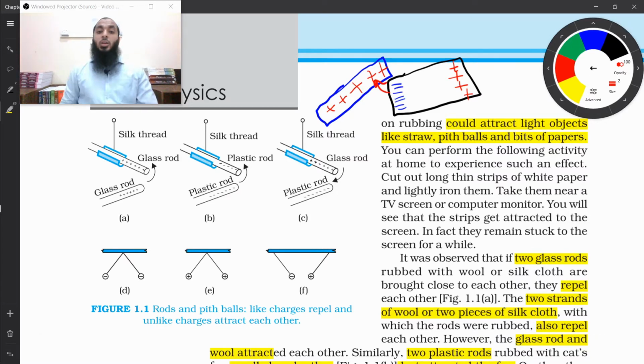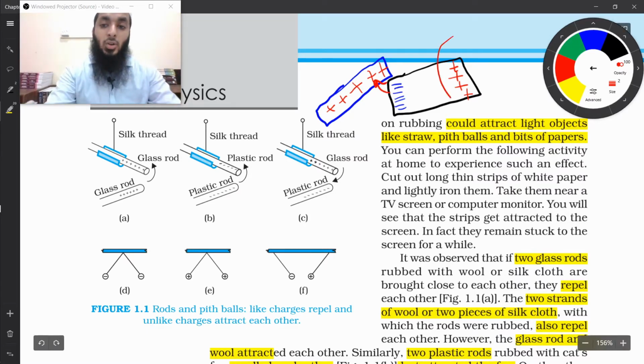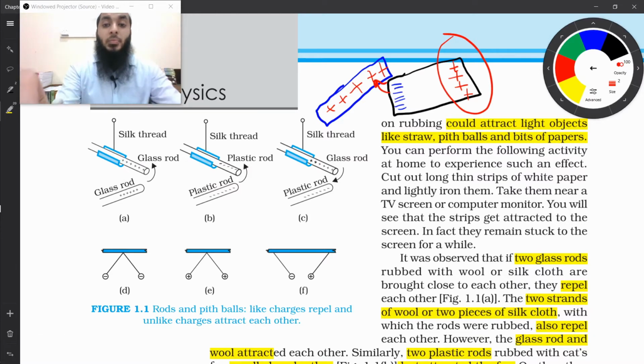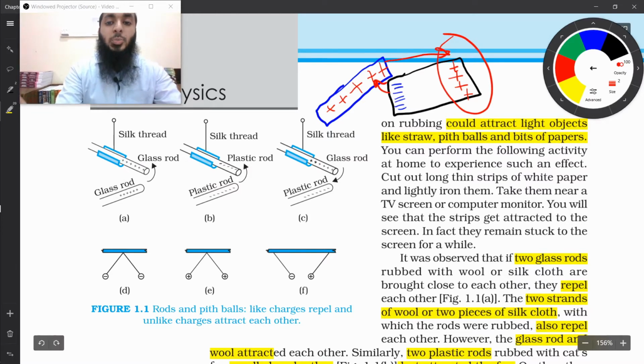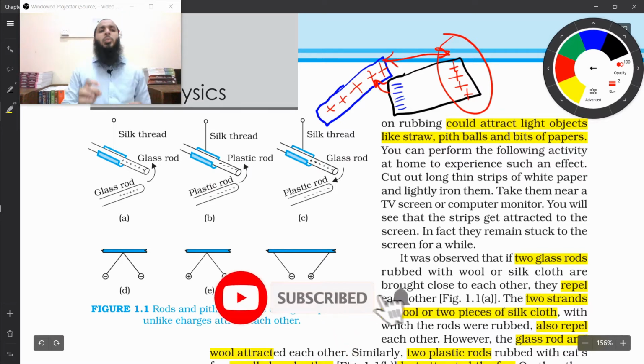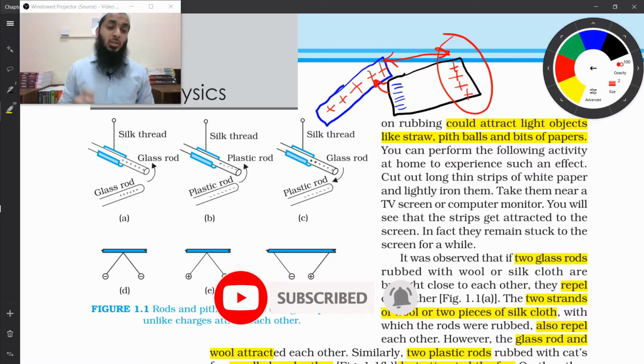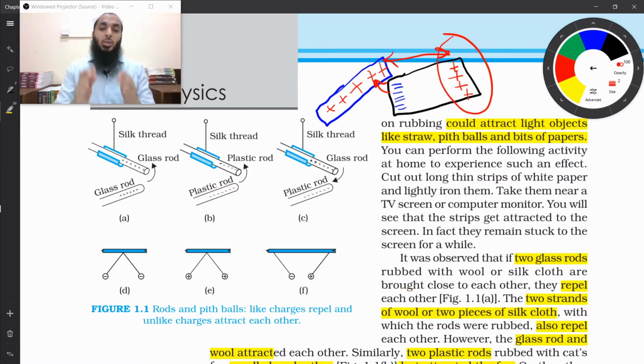But some of you may argue, because this is also positively charged, won't they repel? Yes, they will. This positive will repel the rod's positive, but that force of repulsion will be lesser compared to the attraction because they are further apart, they are further away. So the repulsion will be less compared to the attraction, and so the bits of paper will be attracted and they will stick onto the glass rod. I hope it is clear.